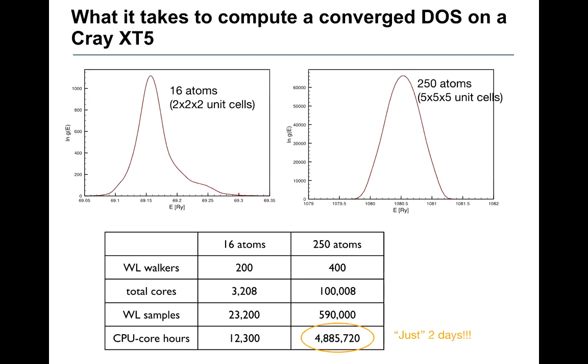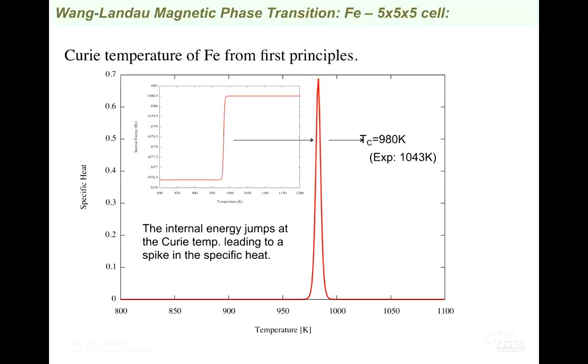So we really need HPC to be able to calculate these seemingly very simple looking calculations that then allow us to identify the Curie temperature of iron, like here by finding the peak in the specific heat. And this calculation found the Curie temperature to be 980 Kelvin, which is a very good agreement with the experiment. And this calculation didn't have any additional input except that we had to know that it is iron.